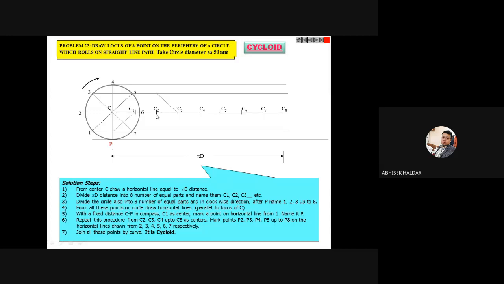That is basically overlapping. That's why you can't see right now. Let me take the example for the third point. Next, taking the CP, don't change the arc length. Place your compass at C3. Which line should I cut?